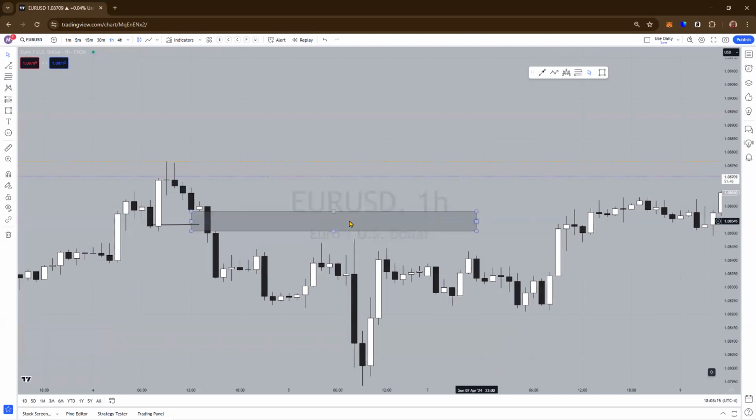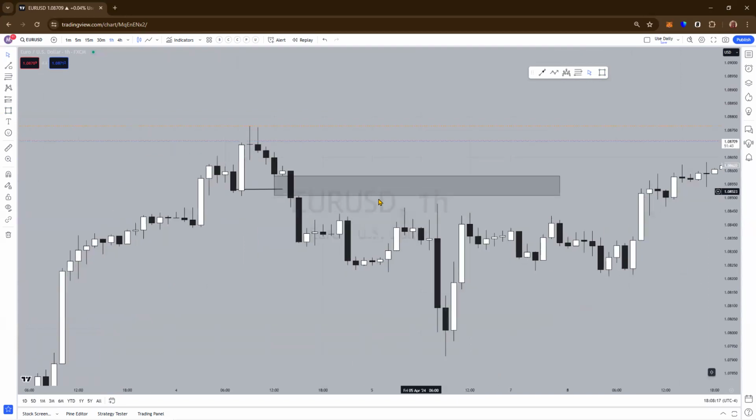That's your fair value gap. So what happens is you have to wait for it to come back into the fair value gap in order to place your trade. Okay. Now this is going to be a tough one because if you look at it, it never really came back and touched the fair value gap, right? Never really touched the fair value gap.